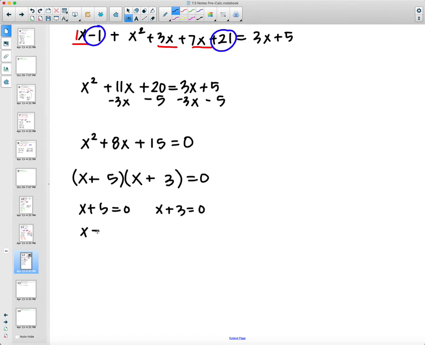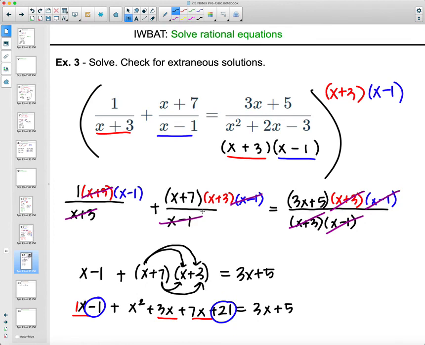So subtract 5 from both sides, we get x equals negative 5. Subtract 3 from both sides, and we get x equals negative 3. So these are our two possible solutions. Check them in the denominator. So we got x equals, what did we have? -5 and -3. So -5 is fine. Okay, but -3 is going to create 0 in the denominator, so that one is bad. So our one solution is x equals -5.